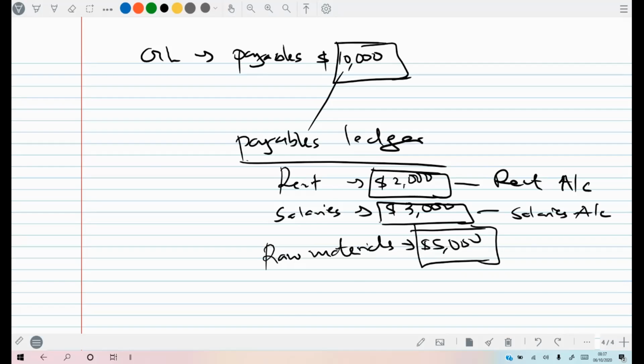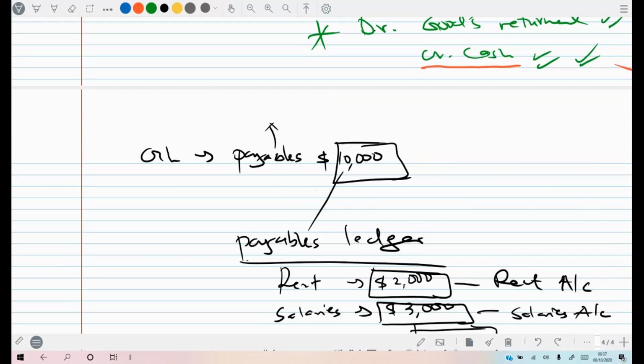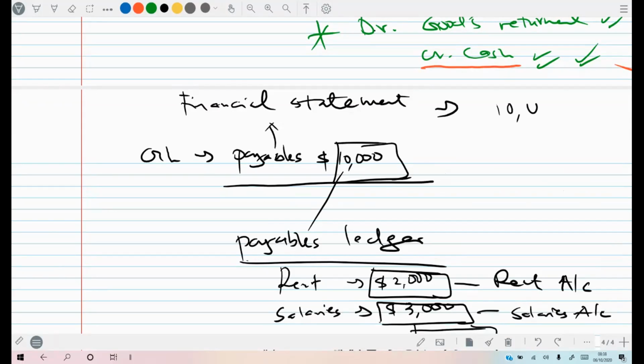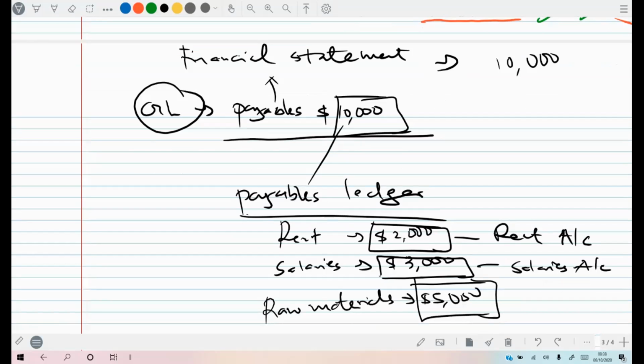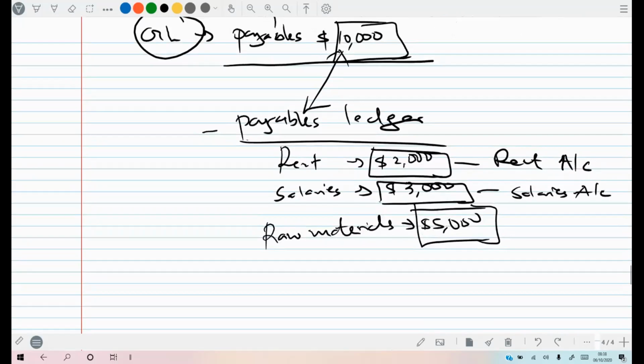So in the GL, don't forget that what appears in the GL is what is going to be used in preparing the final financial statements. The final financial statements will be prepared based on what appears in the GL. For example, the payables here of 10,000: when preparing the final statement, the payables value will be 10,000. This is the ledger upon which the final financial statements will be prepared. But as mentioned, if you want the detail, you have to go to the payables ledger, for example, the purchase ledger.